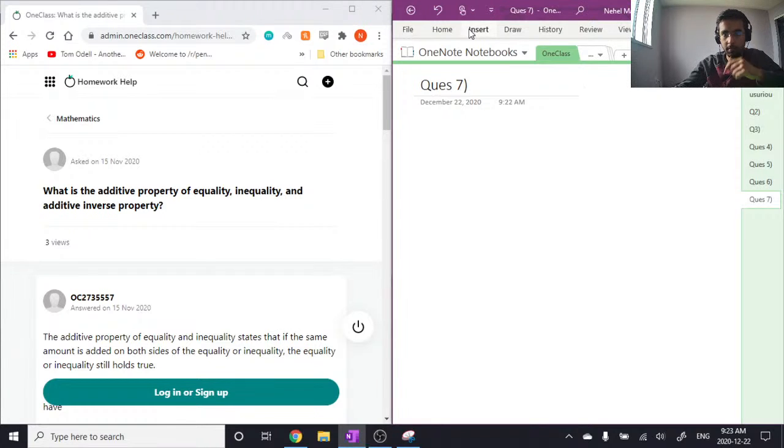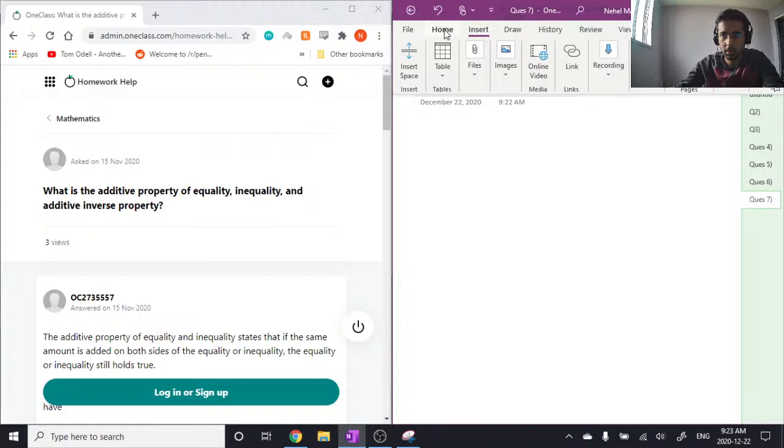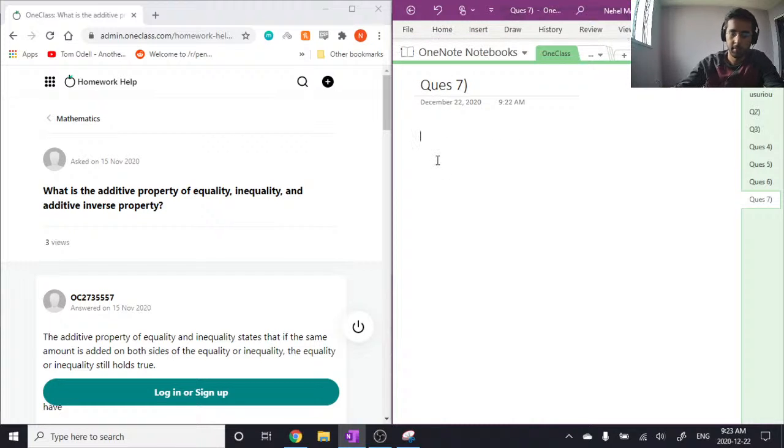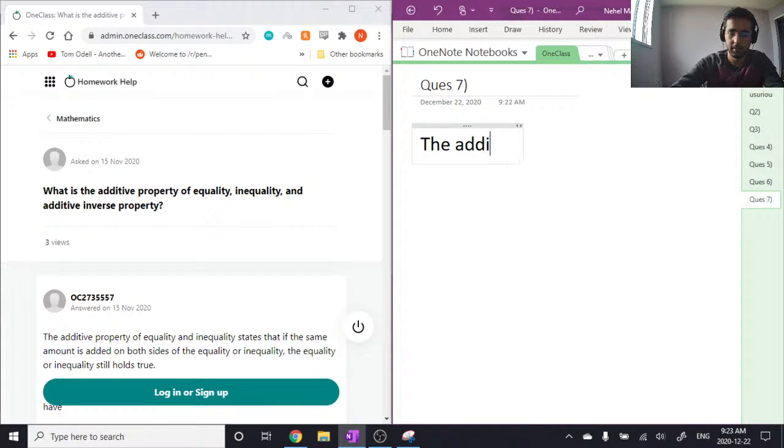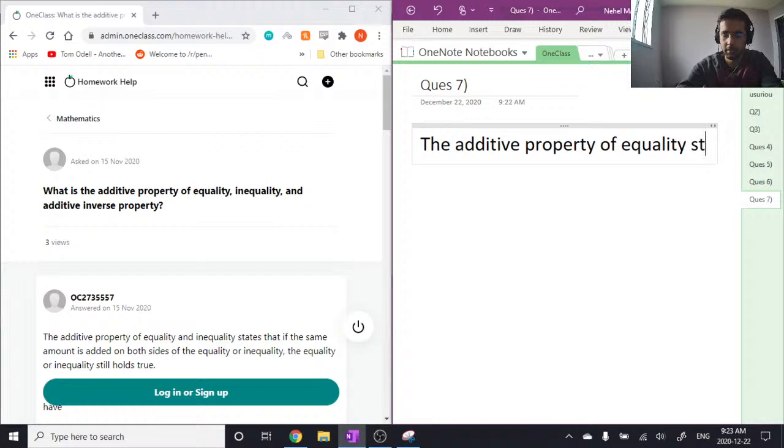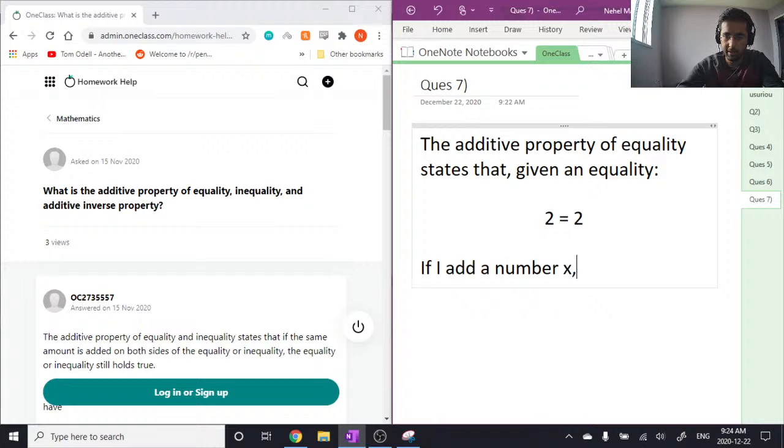Okay, I'm just going to type it down. So the additive property of equality states that given an equality, let's say 3 equal to 3 or 2 equal to 2, if I add a number x to either side, the equality still holds true.